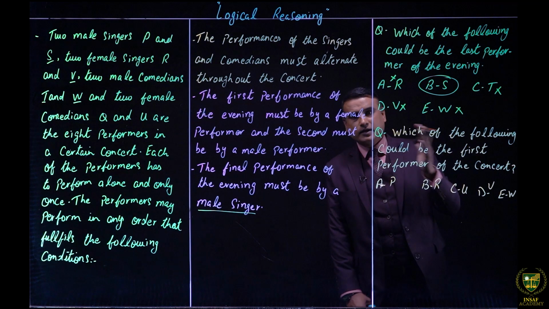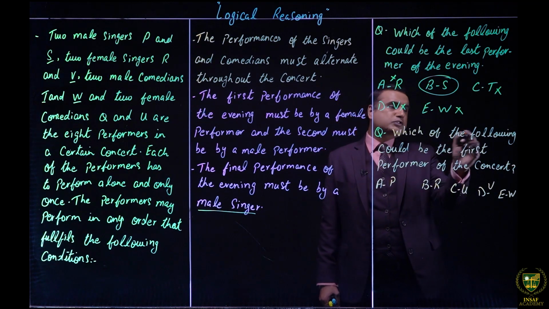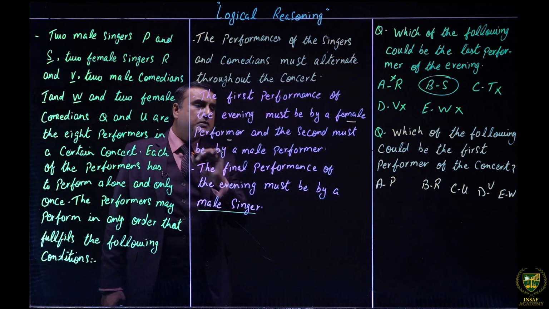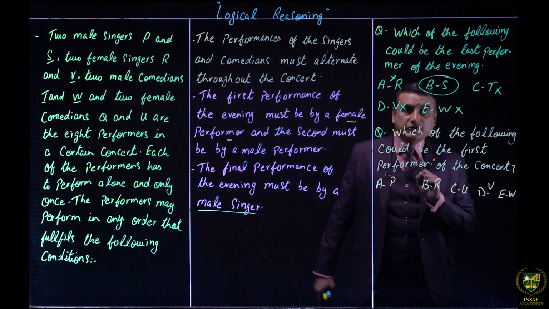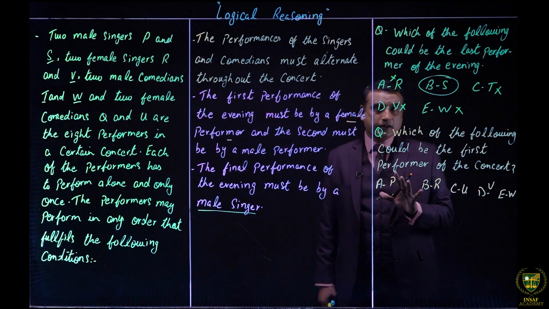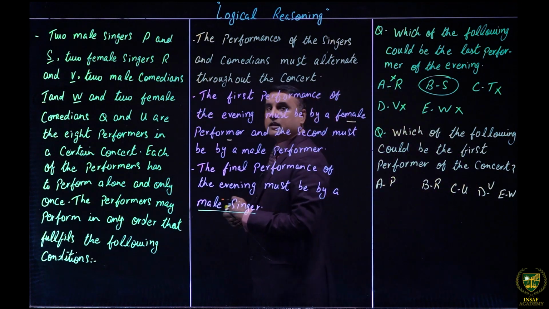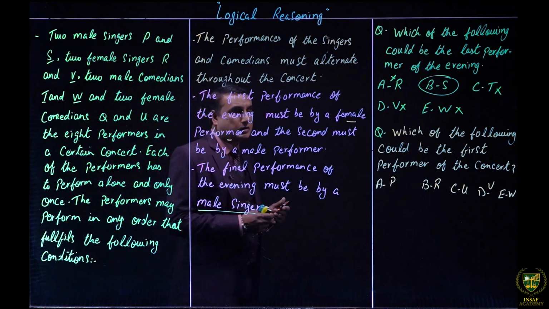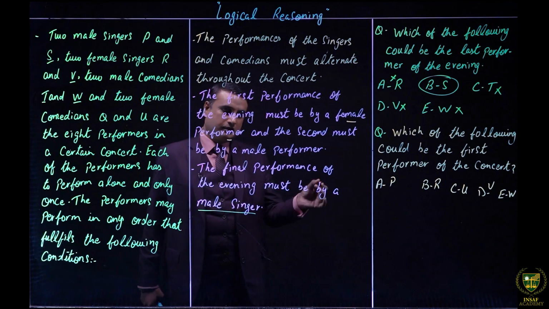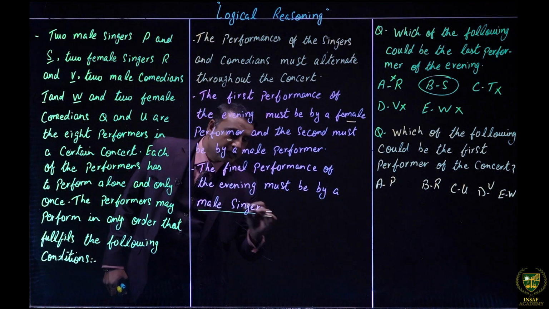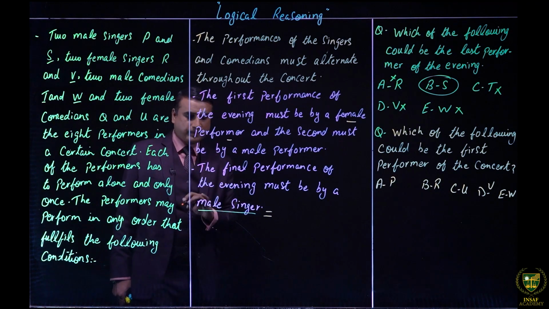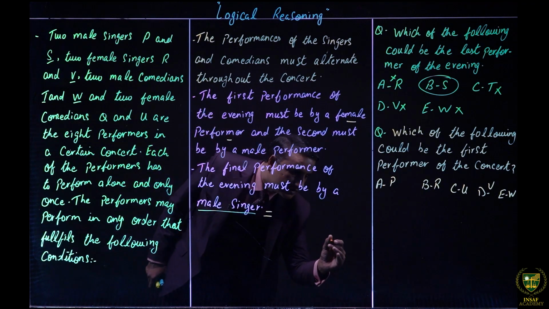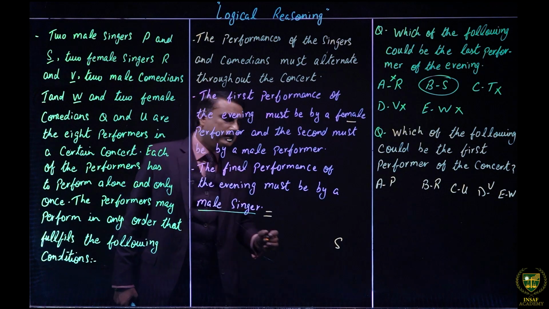Now let's go back to the conditions and check which of the following could be the first performer. What should the first performer be? It must be a female performer. So it is not necessary that it be a male singer or a comedian. But look at the last: the last is a singer.